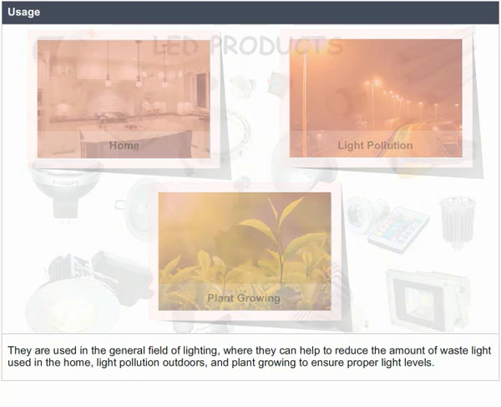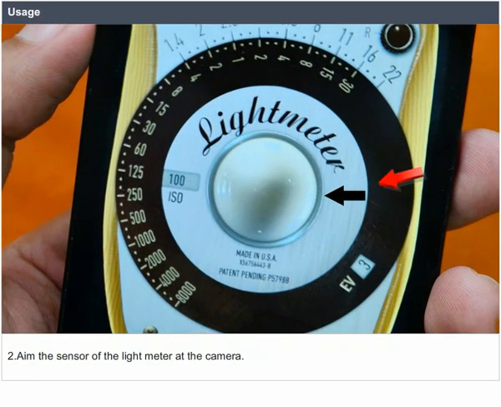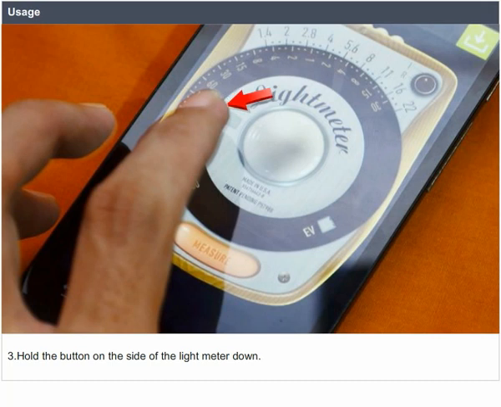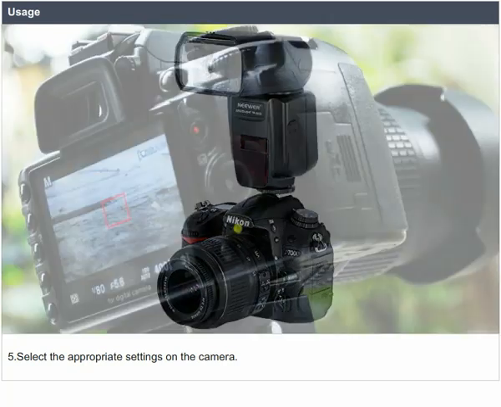Place a light meter out in front of you or have a friend hold it at the distance of the subject of the photo. Aim the sensor of the light meter at the camera. Hold the button on the side of the light meter down. Fire the flash on the camera. The meter will evaluate the degree of light from the flash and determine the correct aperture and shutter speed for the subject. Select the appropriate settings on the camera.